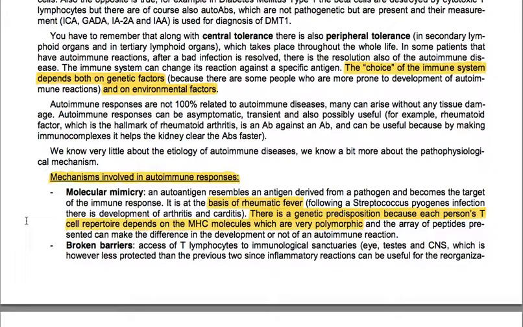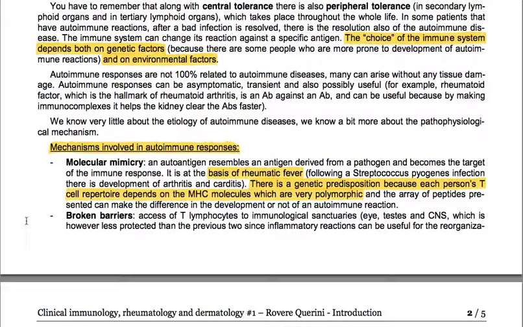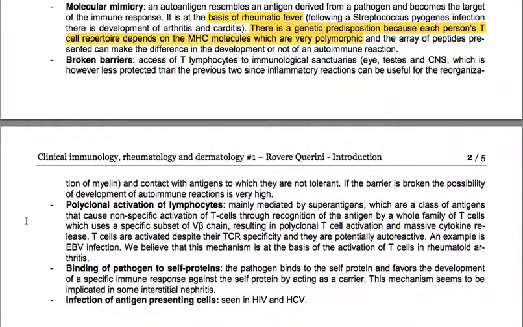access of T lymphocytes to immunological sanctuaries, eyes, testes, and CNS, which is however less protected than the previous two since inflammatory reactions can be useful for the reorganization of myelin, and contact with antigens to which they are not tolerant. If the barrier is broken, the possibility of development of autoimmune reactions is very high.